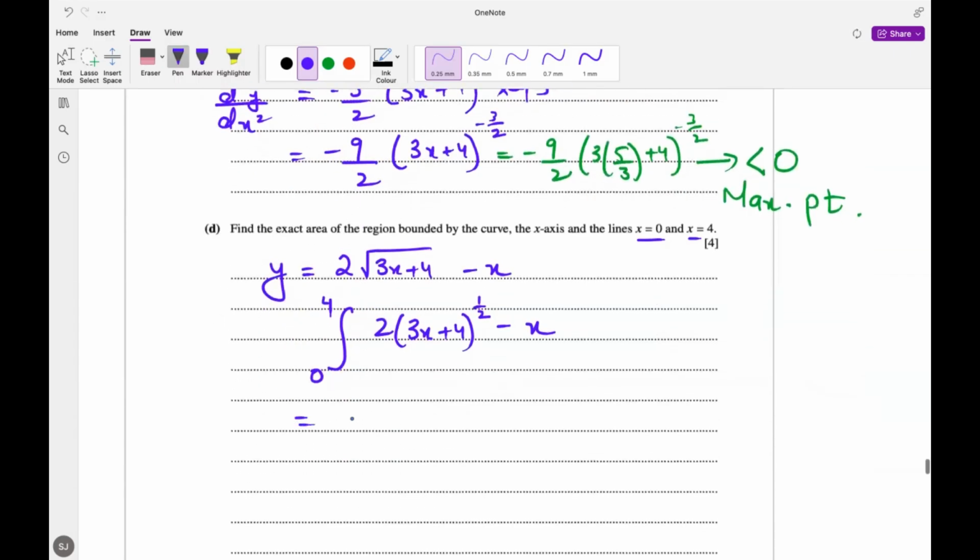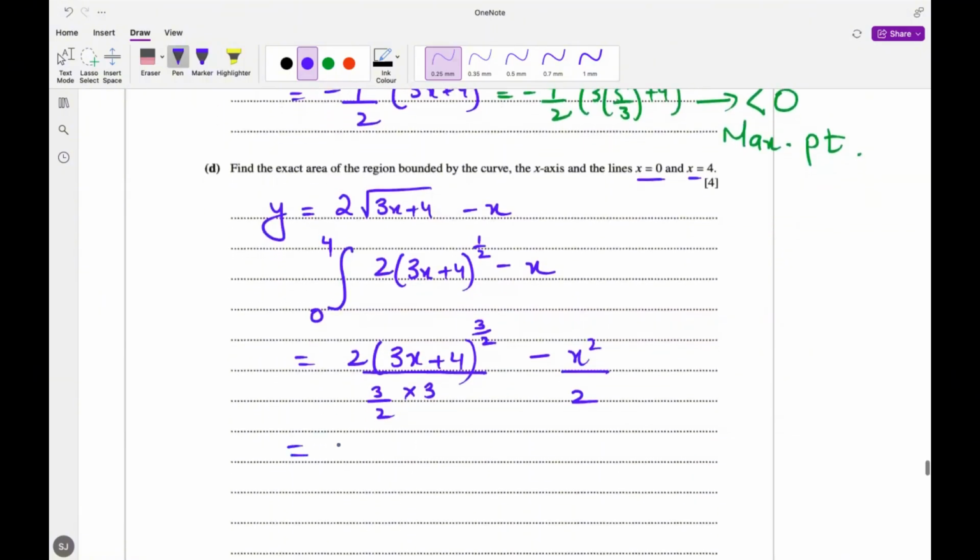Integrating this, when we integrate, we increase the power by 1. So 1 upon 2 plus 1 will become 3 upon 2. And we'll divide by the new power, which is 3 upon 2, and multiply it by the derivative of 3x plus 4, so this will multiply by 3, minus the integral of x, which will be x squared upon 2. So the 2 will go in the numerator and become a 4 upon 9, into (3x plus 4) to the power 3 upon 2, minus x squared upon 2.